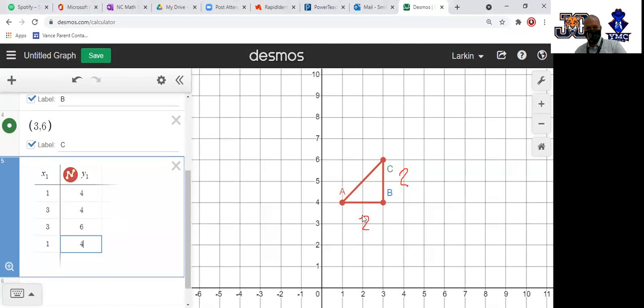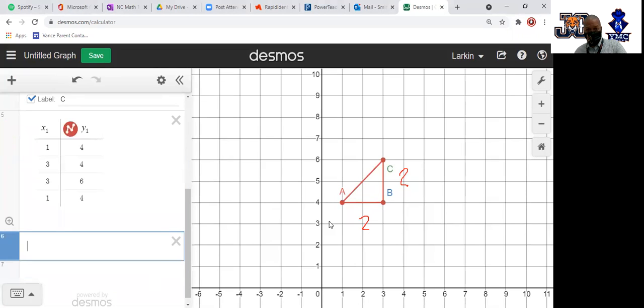On this triangle, we have this length, which is 2, and we have this length, which is 2. We could just count those because, again, they were horizontal and straight vertical. Now I have to find the length of AC, just to make sure that that is the longest side. I'm pretty sure it is, but we just want to verify.